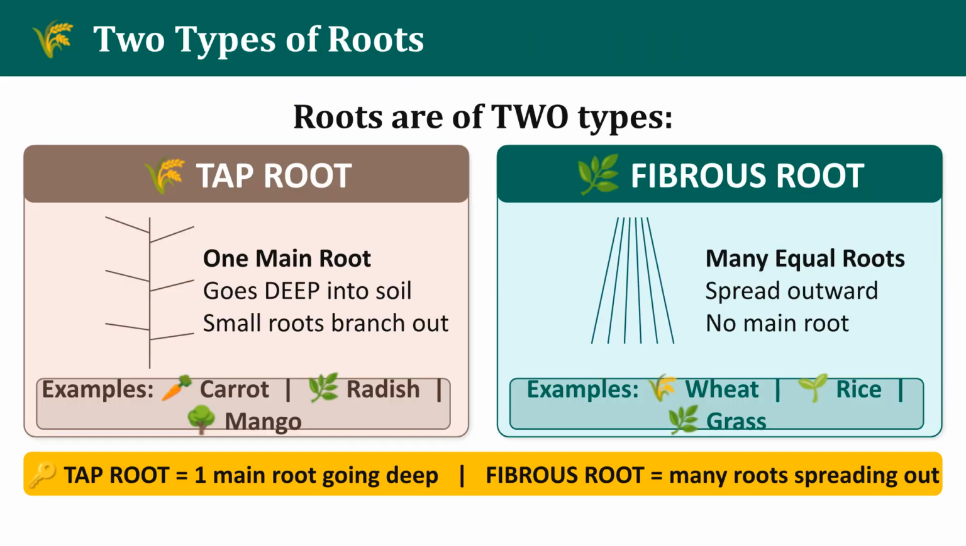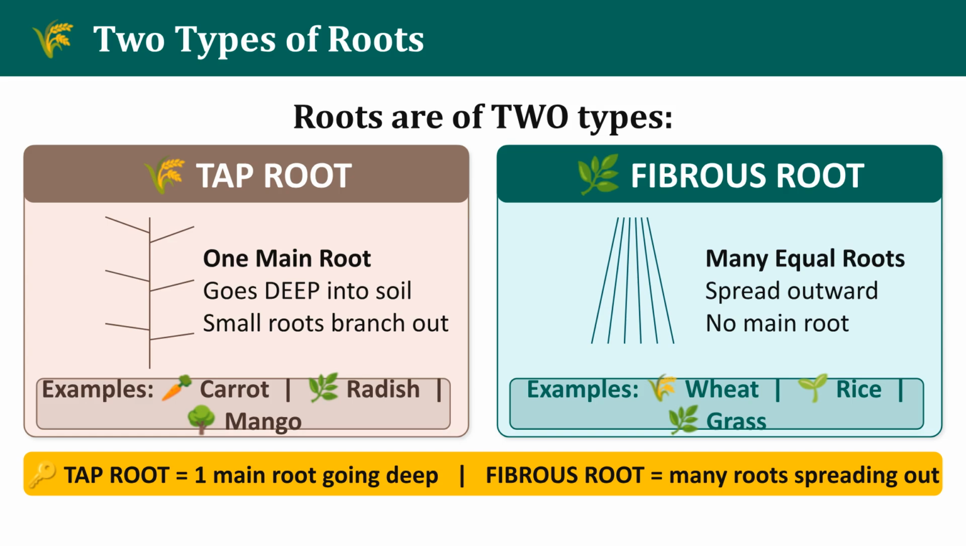Did you know that not all roots look the same? There are 2 main types of roots. The first type is called a taproot. A taproot has one thick main root. It grows deep into the soil. Smaller roots grow from the sides. Examples include carrot, radish, and mango.